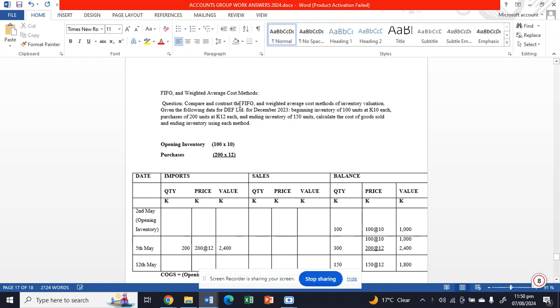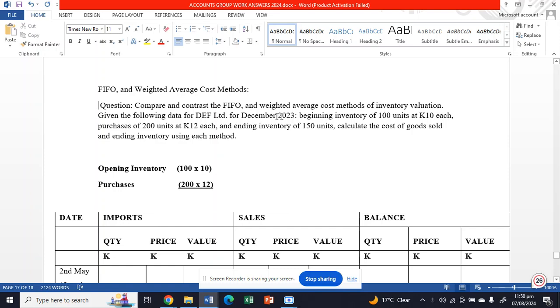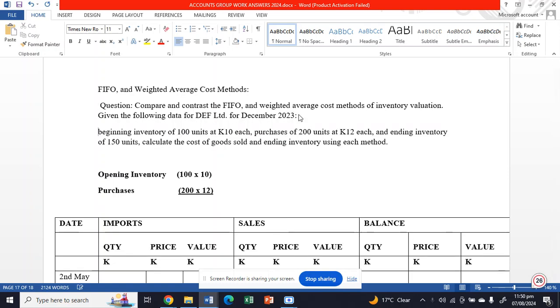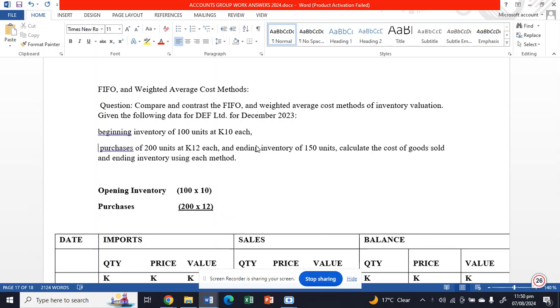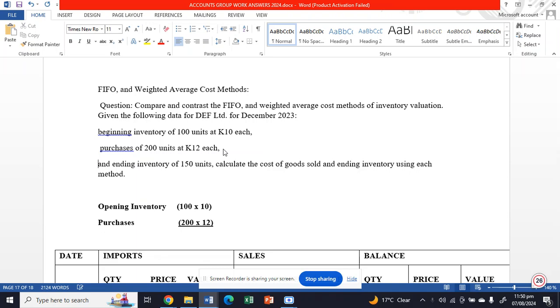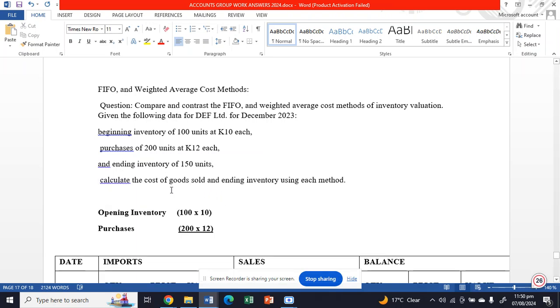Compare and contrast the FIFO and weighted average cost methods of inventory valuation. Given the following data for DEF Limited for December 2023: beginning inventory, 100 units at 10 kwacha each. Purchases, 200 units at 12 kwacha each. And ending inventory of 150 units. Calculate the cost of goods sold and the ending inventory using each method.